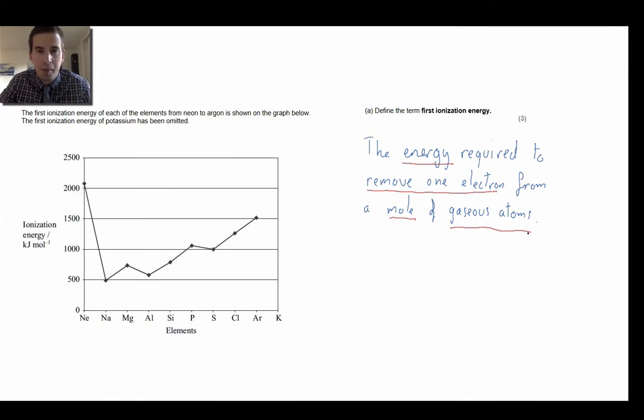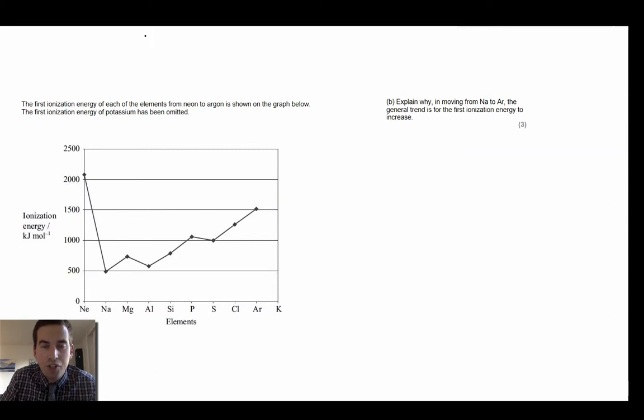It's certainly worth remembering. Okay, the second question is also worth 3 marks, and it's asking about the general trend in the first ionization energy as you go across a period. So as you can see, the general trend is to increase. And this is to do with the factors we were discussing earlier.